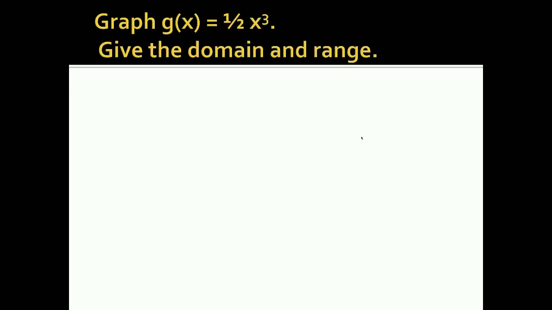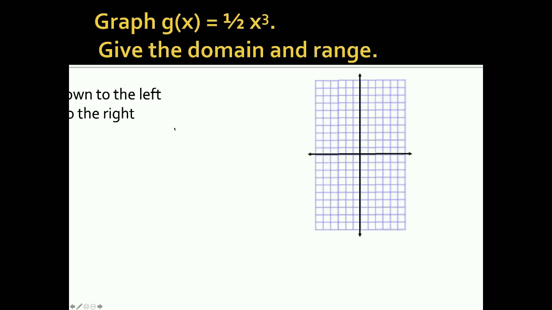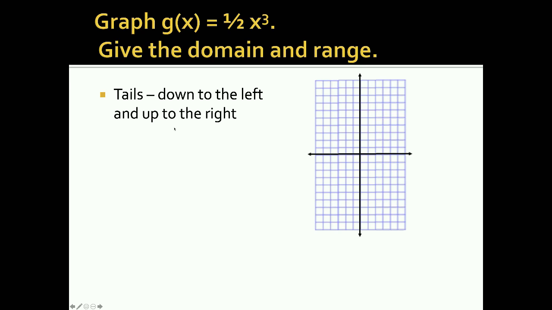Here's another one. Graph g of x is 1/2 x cubed. Give the domain and range. All right, well, to graph it, here's our graph. This is a polynomial function, so we still know about our tails or the end behavior. The left is going to be down, and the right is going to be up. We can choose a few points. The symmetry is odd, so it's symmetric to the origin. It has point symmetry.